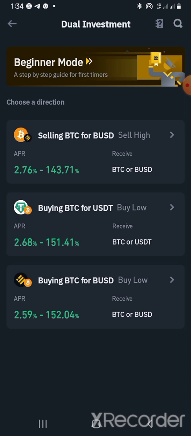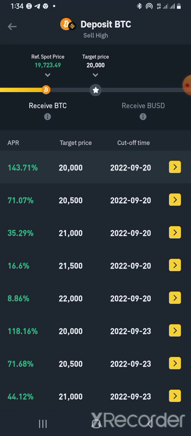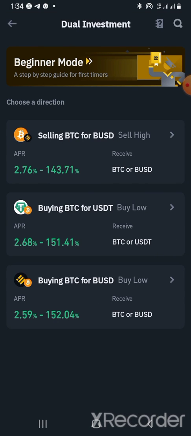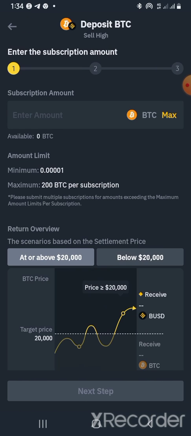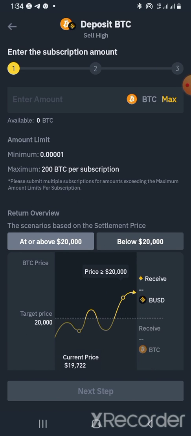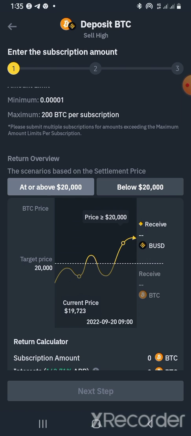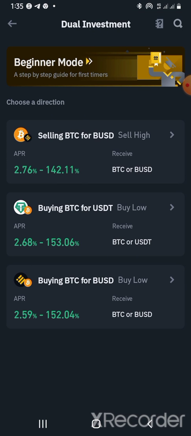So let me say I want to buy BTC for USDT. At the end of the day, like I explained for this, if my valuation comes, I will sell my bitcoins for $20,000 worth of BUSD, which is still the same thing. It's just as if I'm selling my BTC for USDT, because BUSD is just a stable coin, just like USDT.